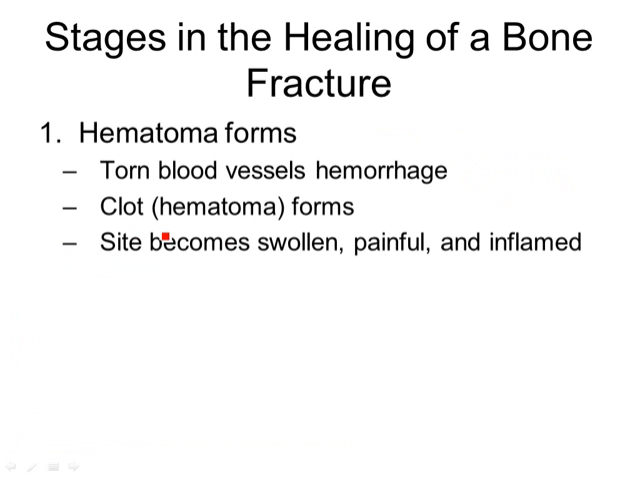All right, so how does a bone heal? We're going to talk about the different stages of healing that bone. The first thing you're going to get is a hematoma. Okay? That's basically like a blood clot. The vessels are going to hemorrhage, bleed out into the broken area, and a blood clot or hematoma forms. Usually it's going to become swollen, because you've got all that blood in there. It's painful and usually inflamed.